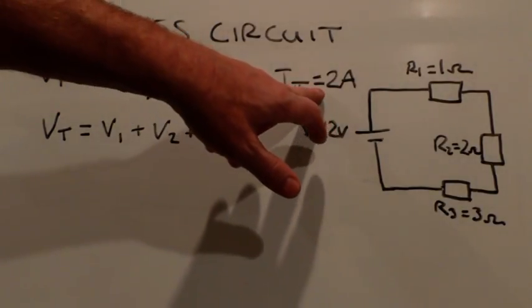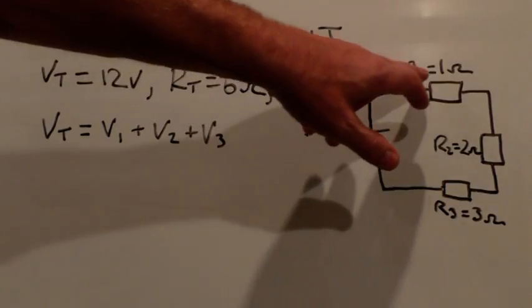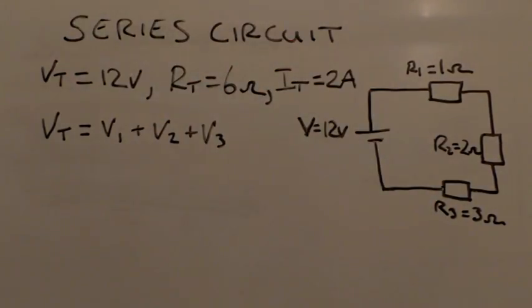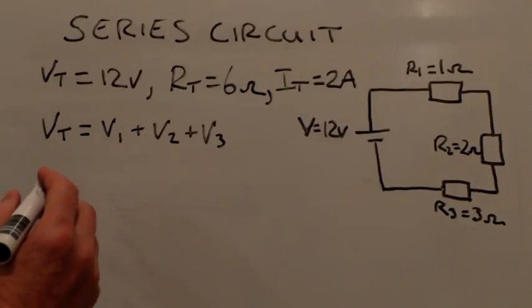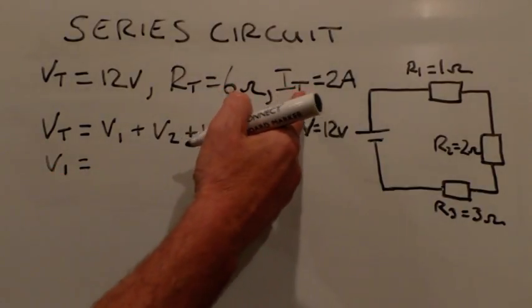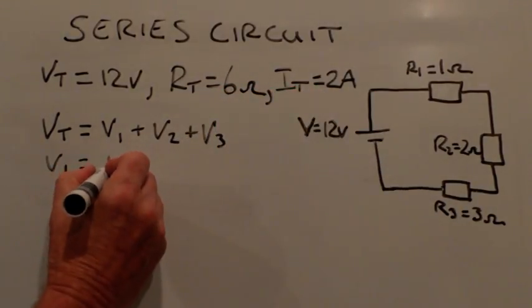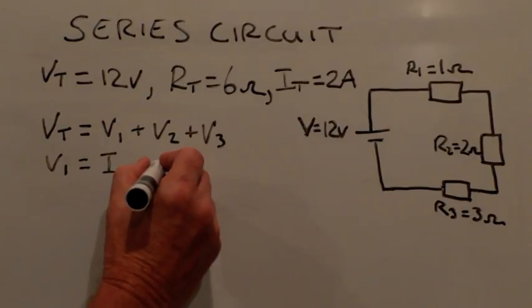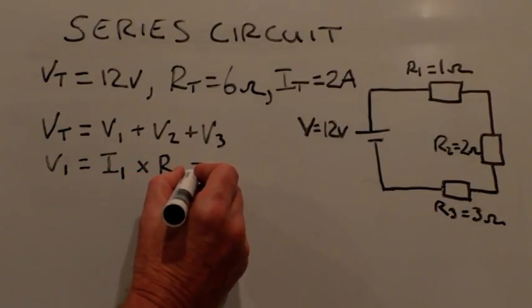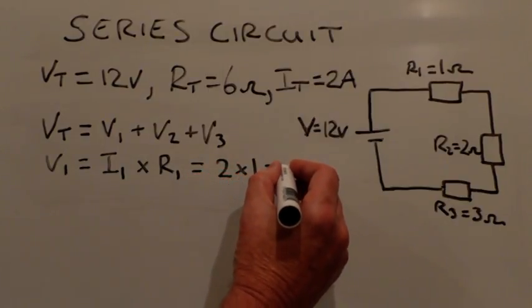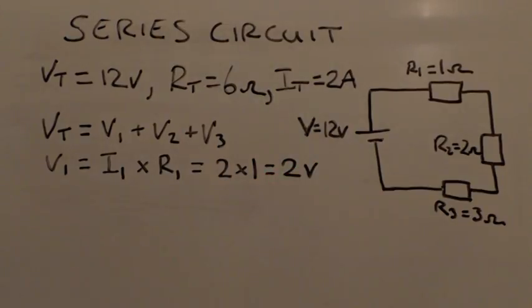So we need to use the total current, and we also need to use the value of each resistor in turn. So we'll first look at R1. We'll call that V1, and we'll say that V1 equals I1, as we're relating everything to resistor number one, times R1, and this equals 2 times the 1 amp, which equals 2. So we can say that there are 2 volts dropped across R1.